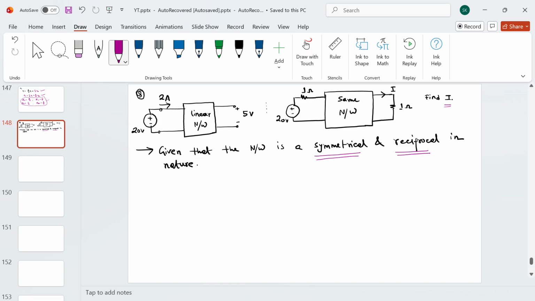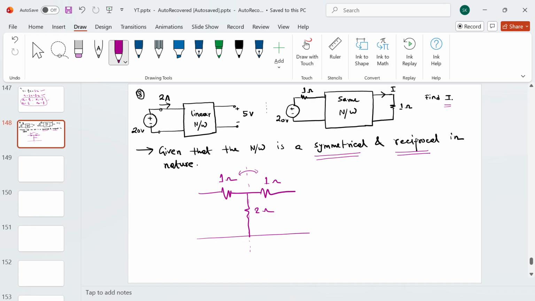What does it mean by symmetrical and reciprocal? Let's say you have one network with you. Maybe I can take one example. Let's say you have one T network, with 1 ohm, 2 ohm. If you take a mirror image across this line of symmetry, you will see the same network appearing on the left side and on the right side. So it is symmetric in nature.